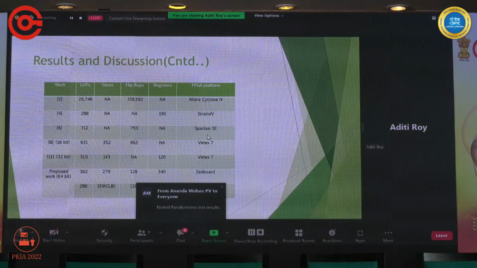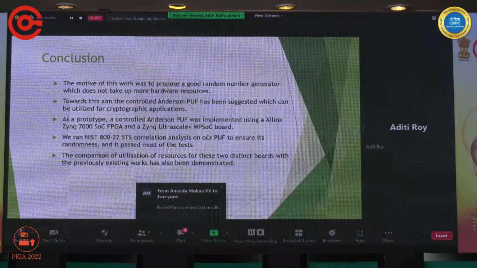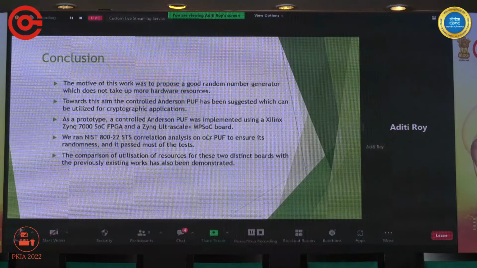Concluding, the motive of this work was to propose a good random number generator which does not take up more hardware resources. Towards this aim, the controlled Anderson PUF has been suggested, which can be utilized for cryptography applications. It has been implemented using Xilinx Zynq SoC device, and we ran NIST correlation tests on our PUF to ensure its randomness, and it passed most of the tests. The comparison of utilization of resources has been shown. Okay, thank you.